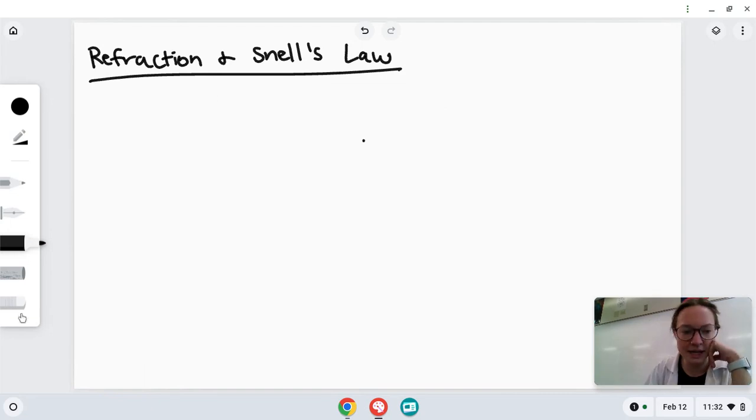Okay, first I'm going to erase this pesky little annoying dot that I accidentally drew. Yay! Now we're going to talk about refraction.